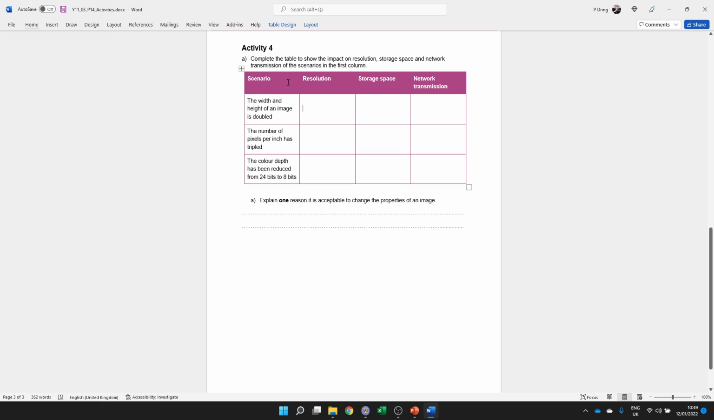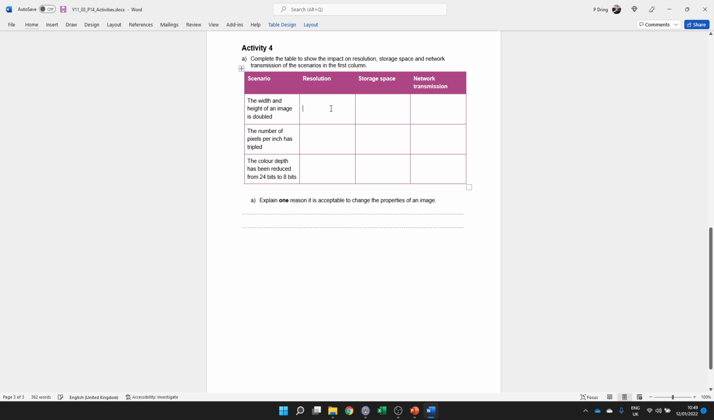So for the final activity then, we're talking about the impact of changing certain properties of the image on the resolution, the storage space, and how long it takes to transmit a file. So there's different definitions of resolution. For Edexcel GCSE Computer Science, we're talking about the number of pixels per inch. So if we have, like, imagine each of these are pixels, maybe that looks like an inch to me. That's 1, 2, 3, 4, 5 pixels per inch.